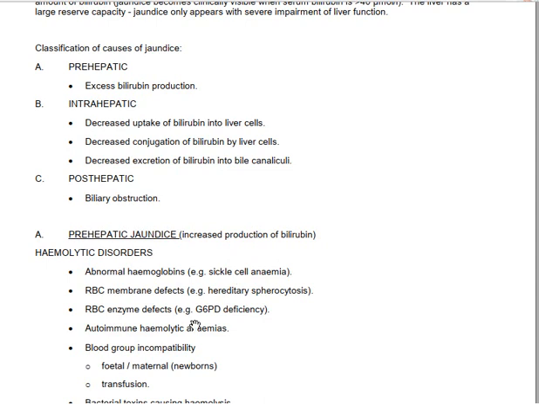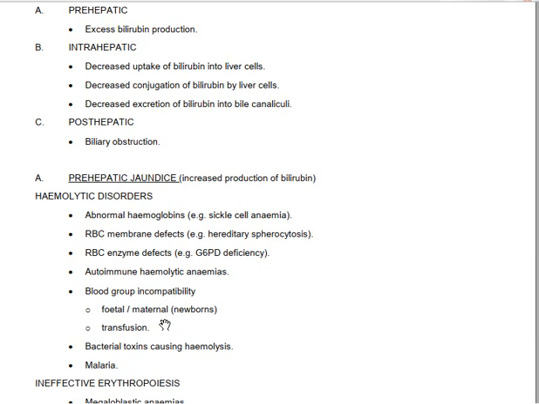Now, based on the enzyme defect, we have G6PD deficiency, glucose 6-phosphate dehydrogenase deficiency, or you can also have pyruvate kinase deficiency. Now, others, you have autoimmune hemolytic anemias. Is it clear? So autoimmune hemolytic anemia, which are IgM mediated or IgG mediated. Also, you have blood group incompatibilities, where you have a fetal to maternal blood transfusion, and also blood transfusion with abnormal blood group.